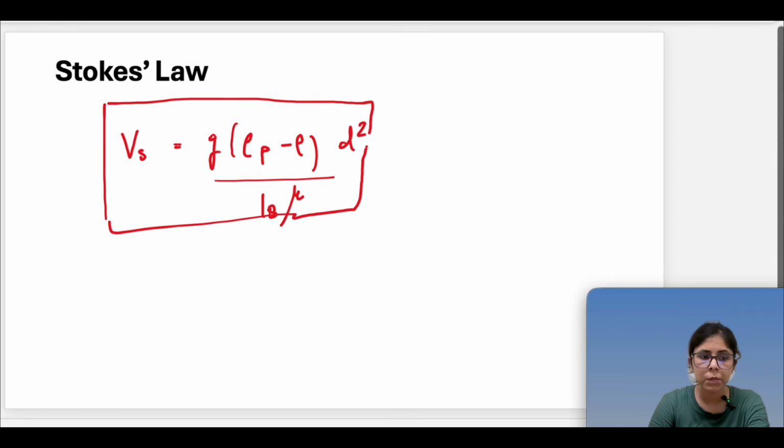Now here you can see that Vs is directly proportional to (rho p minus rho), Vs is directly proportional to d square, and Vs is inversely proportional to mu. Right. So this is what Stokes law is.